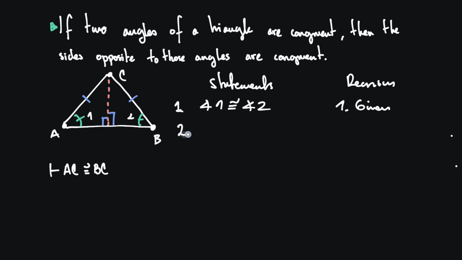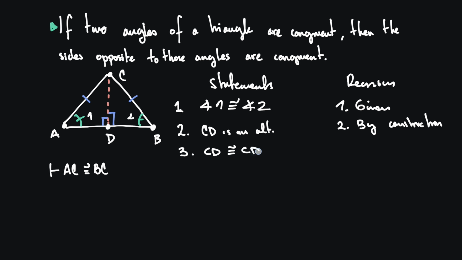So number 2, we just draw a line here. Let's call it CD. So CD is an altitude, right? This is by construction. We just construct that line, construction. Let me erase these points here. Number 3, CD is congruent with CD. This is by the reflexive property, or common side in between the two triangles that we just formed. So CD is an altitude, and CD is also congruent with CD.